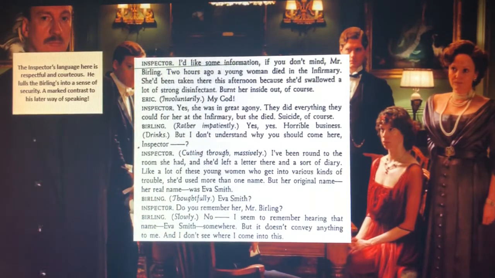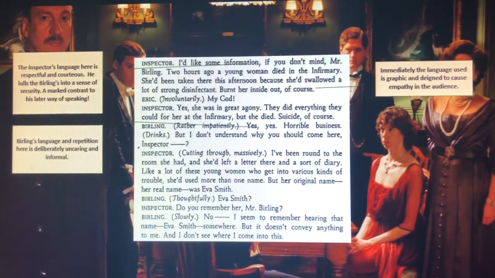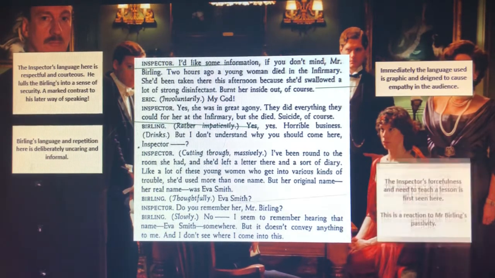The inspector's language here is respectful and courteous. He lulls the Burlings into a sense of security, a marked contrast to his later way of speaking by the end of the play. Immediately, the language used is graphic to describe her death and designed to cause empathy in the audience. Burling's language and repetition here is deliberately uncaring and informal. "Yes, yes," he says, almost dismissing the suicide entirely.